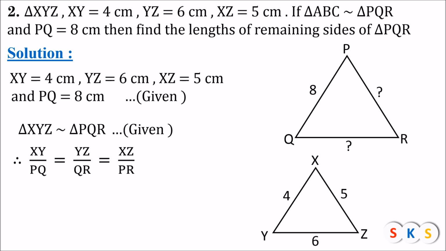Now we will substitute the values of XY, YZ, XZ and PQ. Let's see what we will get. We will get 4 upon 8 equals 6 upon QR equals 5 upon PR. You can see I have substituted the values of XY, YZ, XZ and PQ. We will consider this as equation number 1.